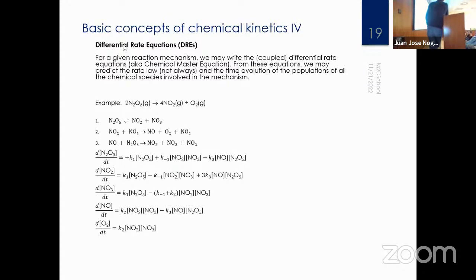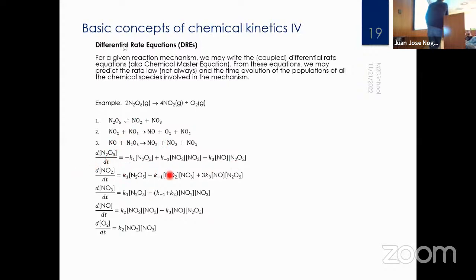And then there are the differential rate equations. And these differential rate equations, which are these ones here, for instance, for the same example as before, you can write the derivative of the concentration of N2O5. N2O5 appears in this reaction here, and also in the first one. So it disappears in the first reaction, so that's why we have a negative sign here. And it appears also when you go in the reverse direction, and then it disappears in the third reaction. Right?